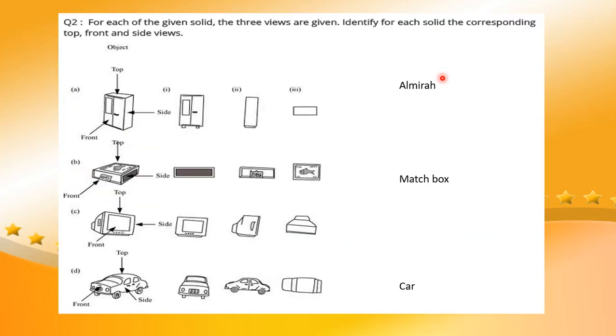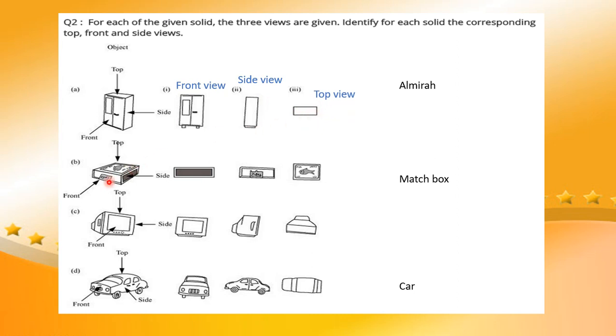Let us consider the second problem, where we are given the object and we have to identify the views of the object. When we observe figure A, the almirah, the first figure shown is the front view. The second figure shows the side view of the almirah, and the third, the rectangle, shows the top view of the almirah.